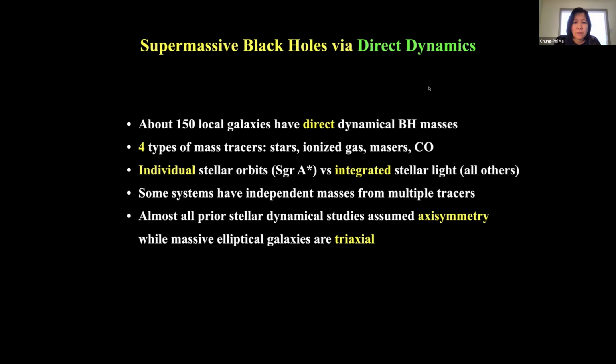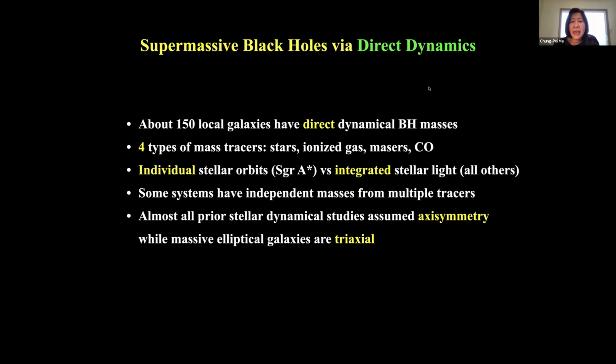And our beloved Sagittarius A star, of course, we're blessed with an individual stellar orbit, but when you go beyond our own galaxy, there's no such luck to resolve individual stars. So when we do stellar dynamical measurements, we use integrated stellar light, but still we have a lot of information. So we measure the line of sight velocity distributions of the stars in order to probe the hole's gravitational field.